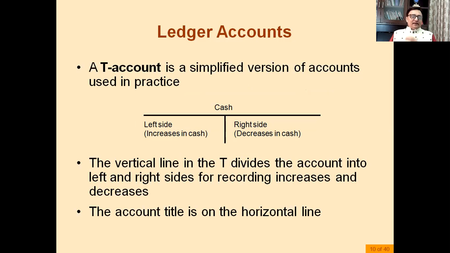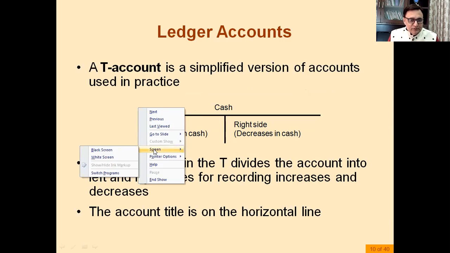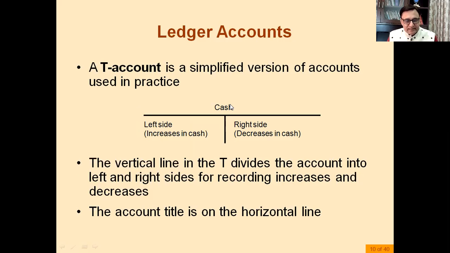Basically, a ledger account is a T form statement, a simplified version of the account which is used in practice. Let's have a glimpse of it. You can see on the screen different kinds of T form statements. For example, this cash account. In the cash account, we have two sides. One is the left side, which is known as the debit side, and another is the right side, which is known as the credit side. Whenever there is an increase in cash, that means cash comes into the business.